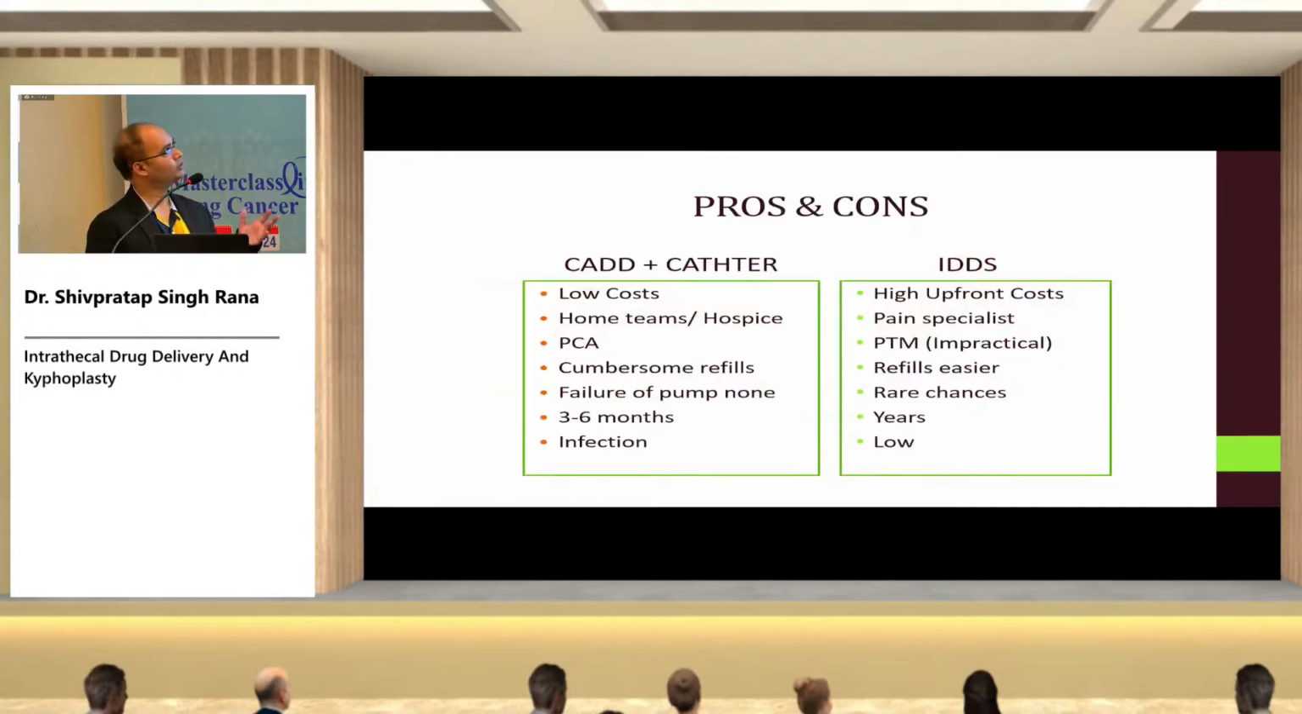Regarding the pros and cons of each device, like the totally implantable pump or the CAD catheter: the CAD system is very low cost. Here in India it costs around 70 to 80,000 if you purchase it directly, and within 1 lakh rupees you can manage the CAD with catheter. For the intrathecal system, the pump itself costs maybe 4 to 4.5 lakh rupees, and then the OT and other costs are a big burden if the patient is paying from his own pocket. Basically, IDDS has a high upfront cost.